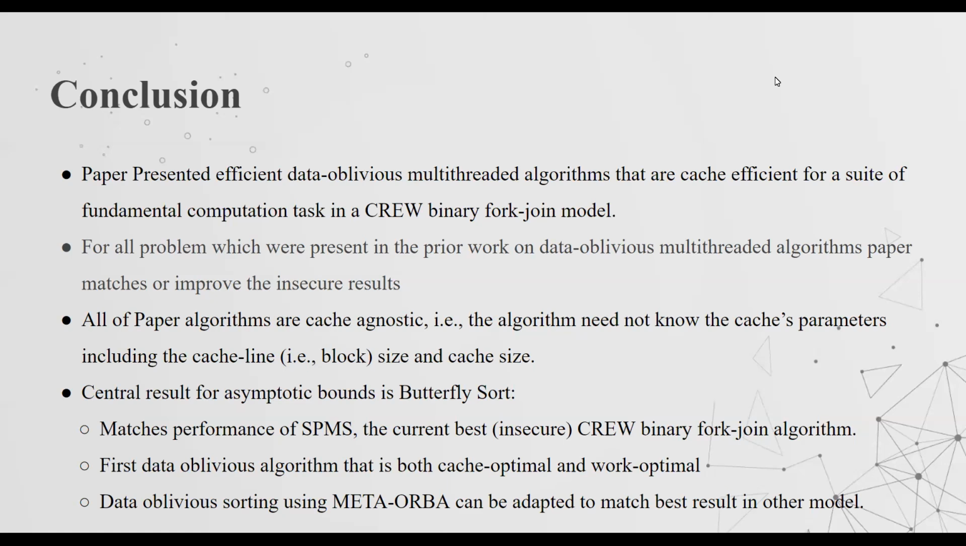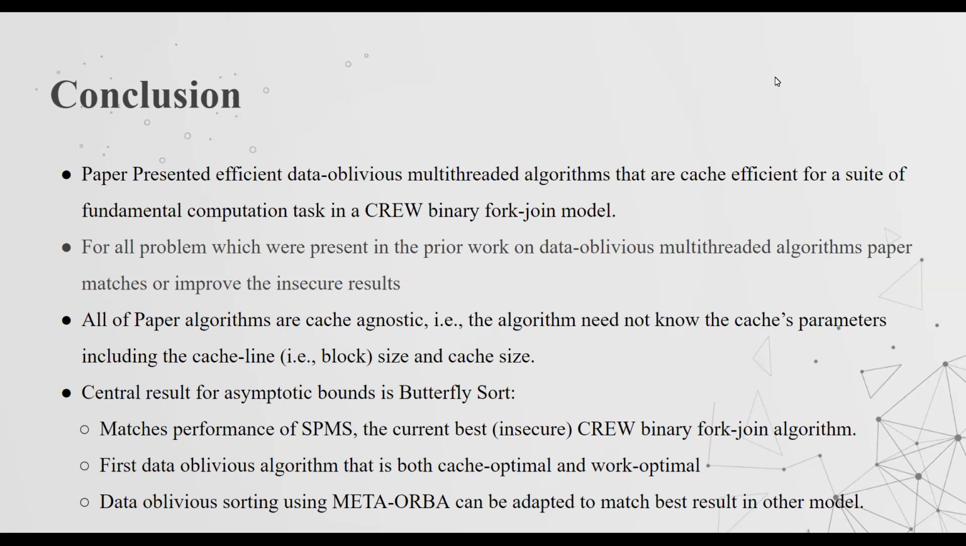The paper also tries to solve the problems present in prior work on data-oblivious multithreaded algorithms. It tries to match or improve the insecure results. Then, all the algorithms in the paper are cache agnostic. That is, the algorithms need not know the cache parameters, including the cache line size and cache size. Besides devising new algorithms, the paper also makes a conceptual contribution by creating a bridge between the two lines of work from the cryptography and algorithms literatures.